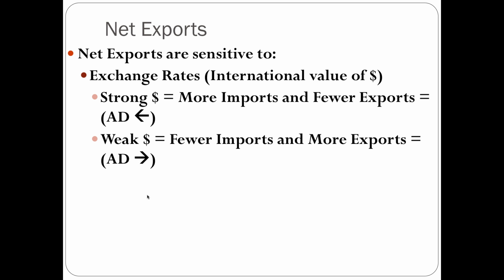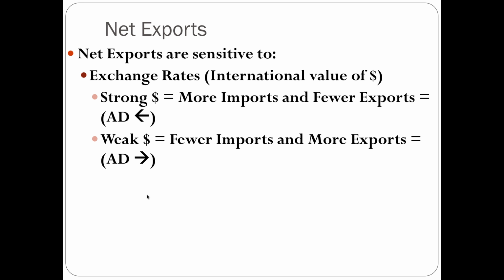If you have really strong money, it's very expensive for people in other countries to buy your stuff because their money does not buy as much of your stuff. So you're not going to have very many exports because people in other countries can't afford your exports. However, because you have strong money and they have weak money, it's cheaper for you to import their stuff, because your money will buy more goods in the weaker currency. So you're going to have more imports.